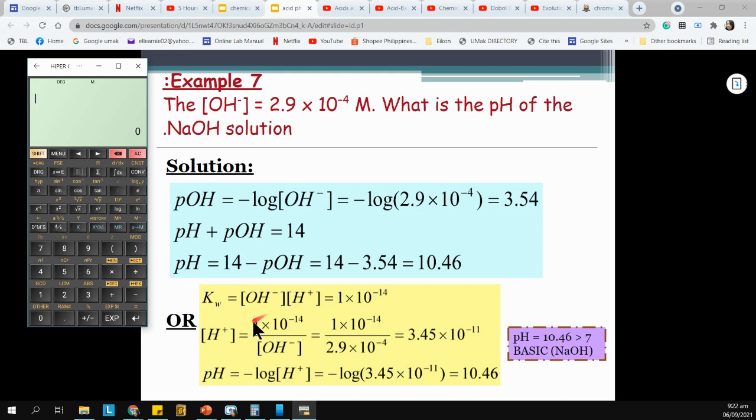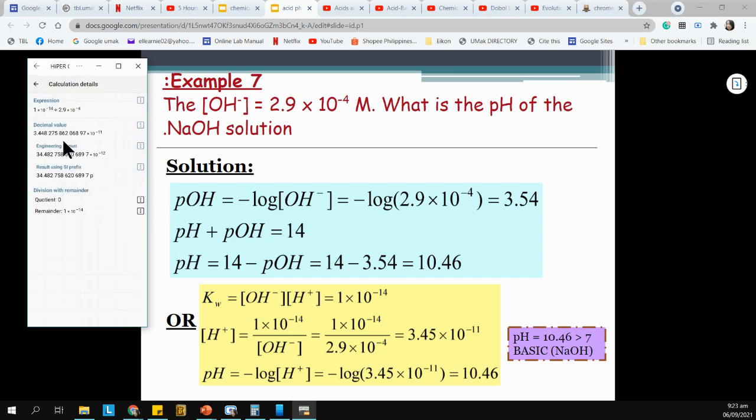Now, if you want to use the other way, ganun po. So, di ba, yung 1 times 10 to the negative 14, i-divide nyo lang by 2.9 times 10 to the negative 4. So, 1 exponent negative 14 divided by 2.9 exponent negative 4. Okay, so the answer now is ito. 3.45 times 10 to the negative 11.